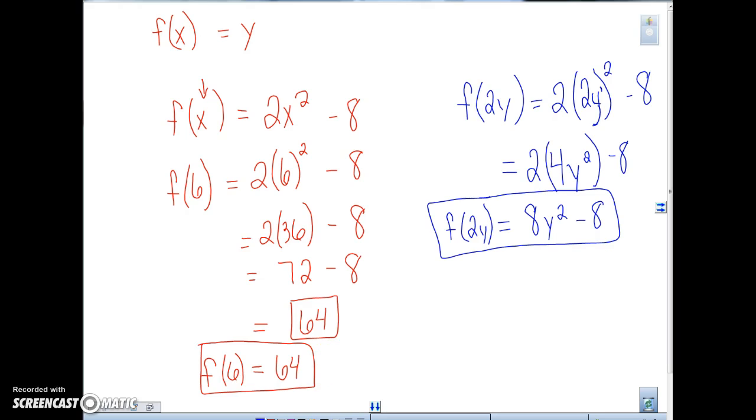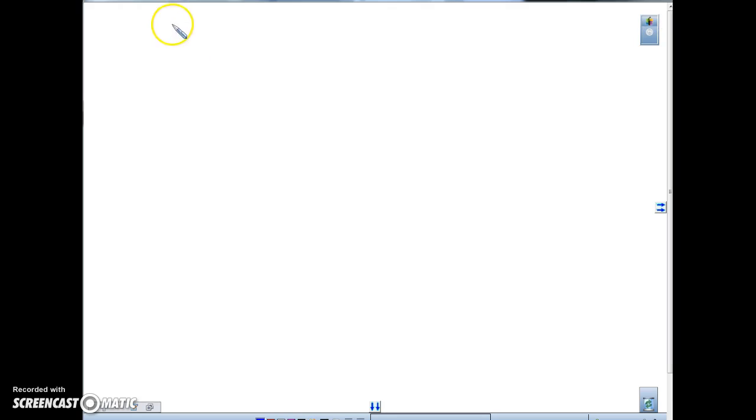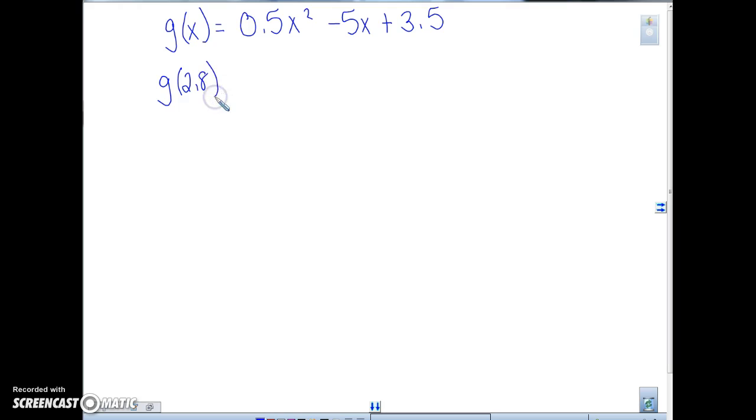Let's switch functions for our next example. G of x is equal to 0.5x squared minus 5x plus 3.5. I want you to evaluate this function at 2.8. Go ahead and pause the video, solve it, and then push play once you're finished.